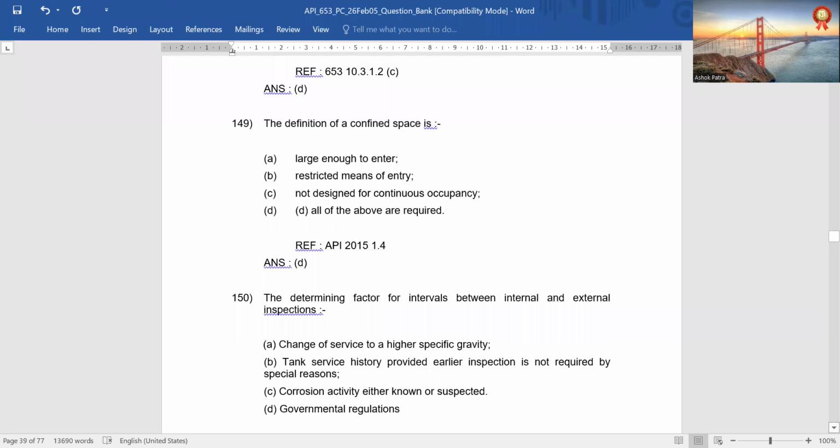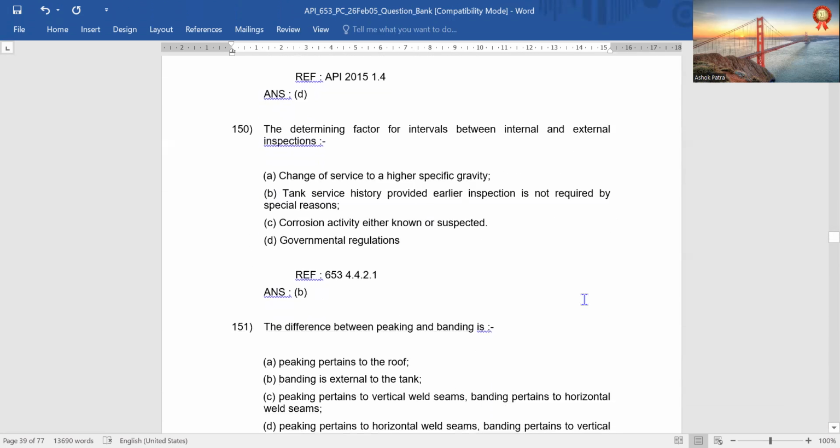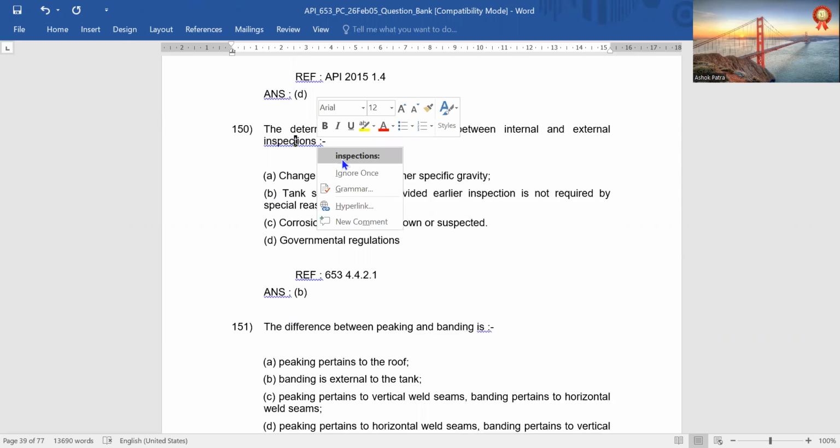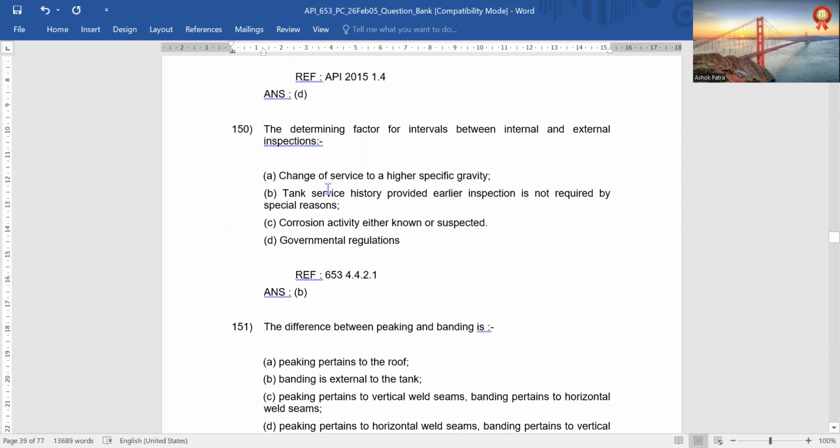The definition of confined space is large enough to enter, restricted means of entry, not designed for continuous occupancy. All of the above. For the determining factor for intervals between internal and external inspections, tank service history provides earlier inspection is not required by special regions.